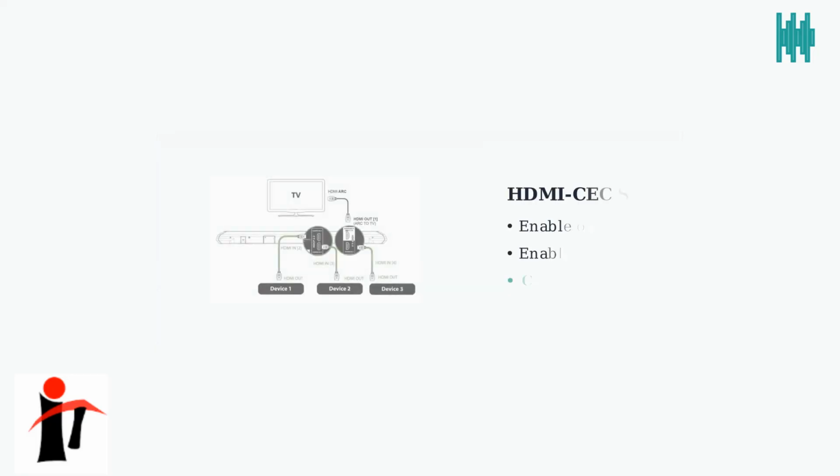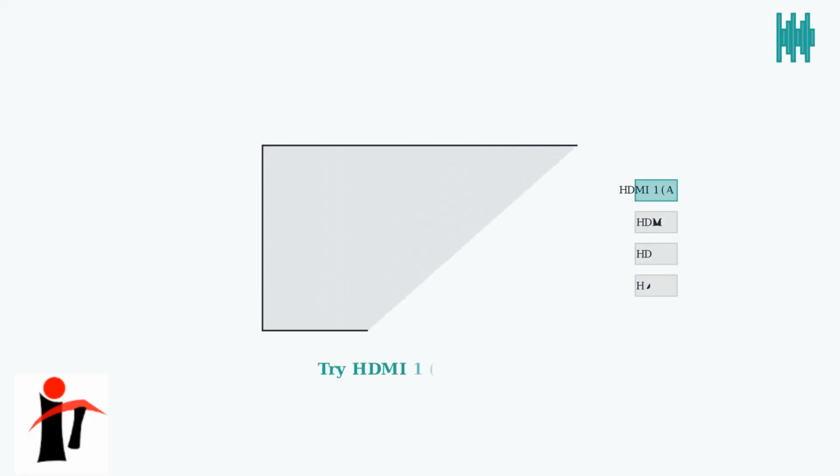Now let's configure your TV settings. Enable HDMI CEC on both your TV and EE box for better communication. Ensure Audio Return Channel, or ARC, is properly configured. Try different HDMI ports on your TV, preferably HDMI 1 or any ARC-enabled ports. Sometimes the specific port can make a significant difference in audio performance.